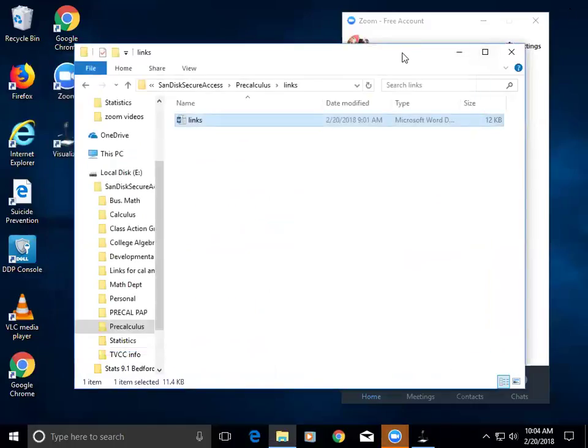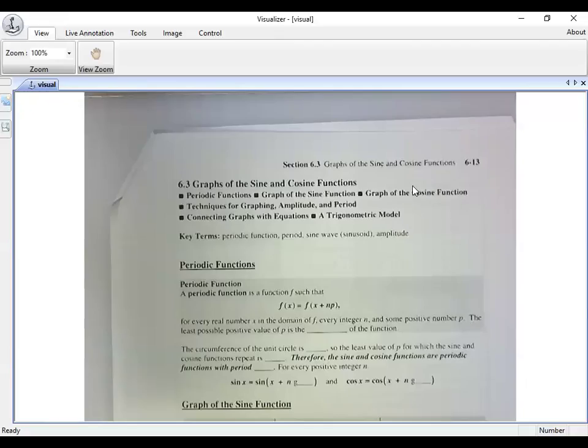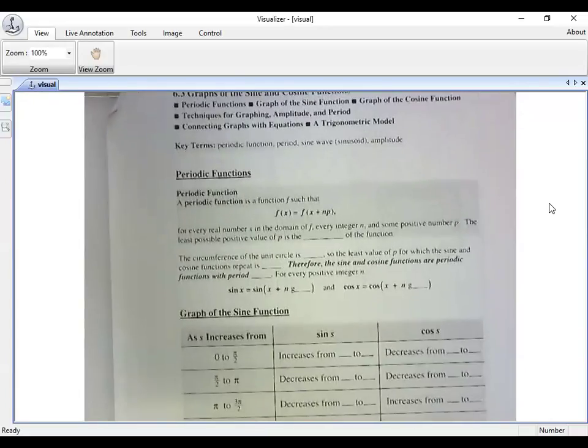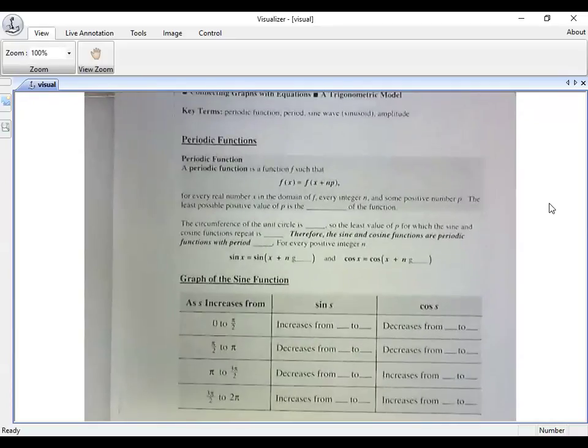Mm-hmm. All right then, let's go back to our notes. Okay, so we call these trig ratios, the graphs of these trig ratios, periodic functions. Alrighty, we're having a little communication problem. I was trying to zoom in. I guess I'll have to wait a second and try again.